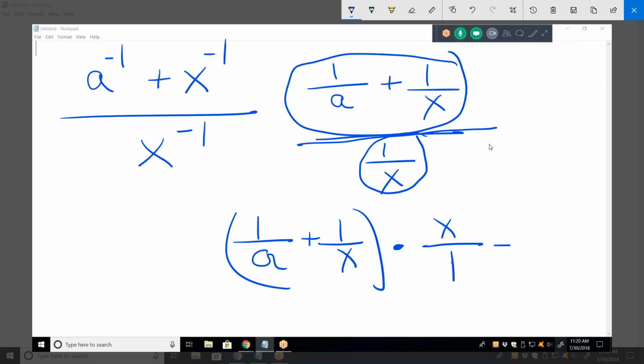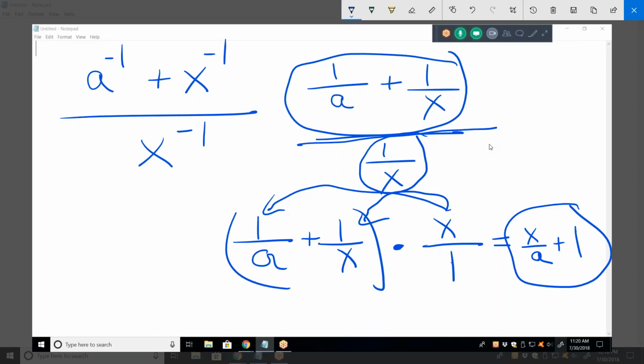You multiply by x over 1. Now that actually gives you a pretty good answer, because you just distribute it. What's that? 1x. It's x over a. And then what is this? You've got to distribute it to both terms. 1. Exactly. There's your answer. So we came up with the answer without having to go through this process of adding those two fractions.